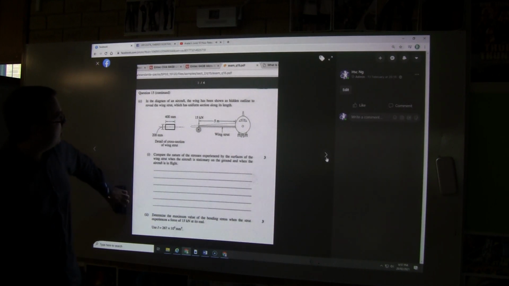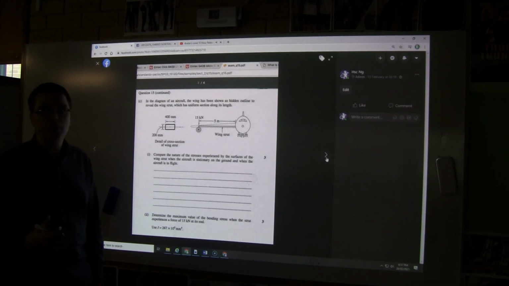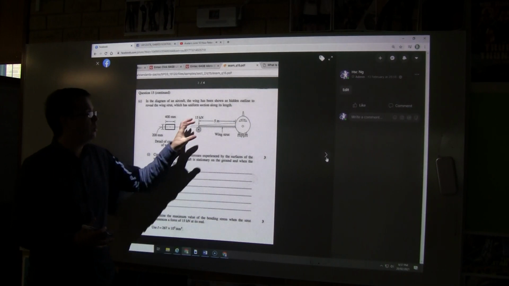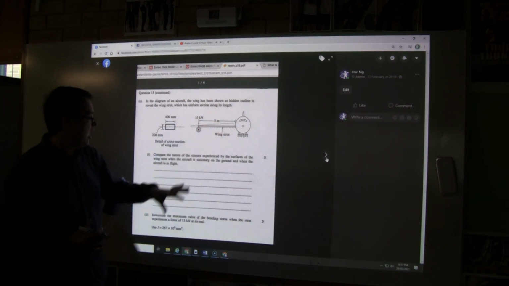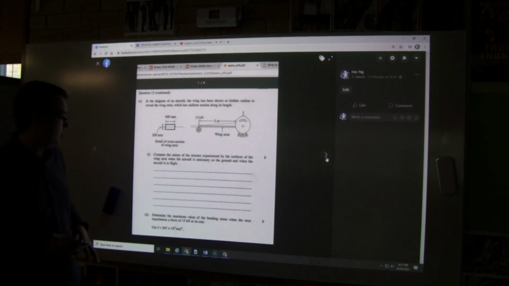Cantilevers. Now we've talked about cantilevers before, so this here is a fixed cantilever. If I need to find out the maximum bending moment, we could just do this question now.